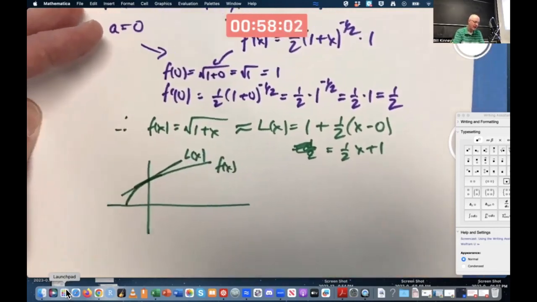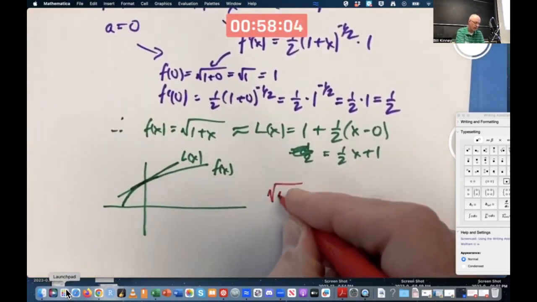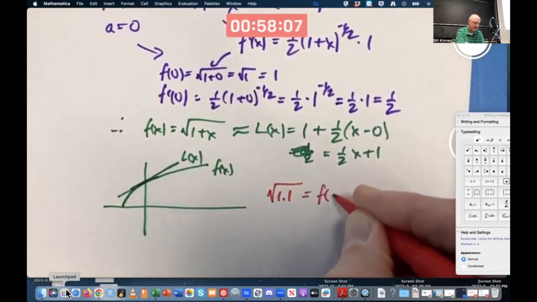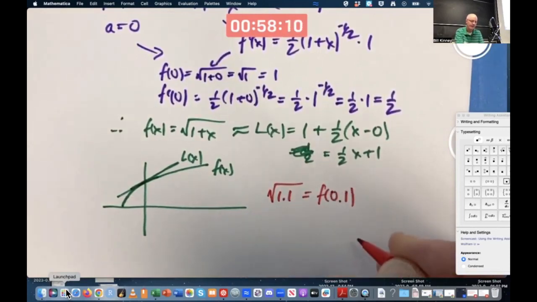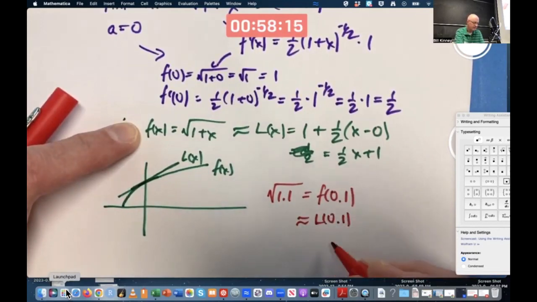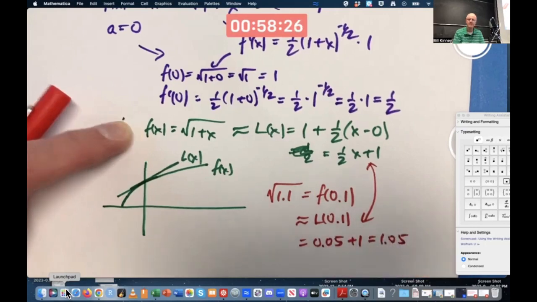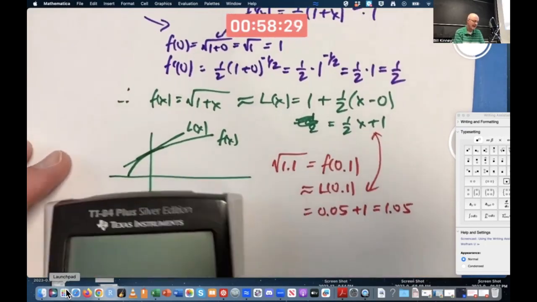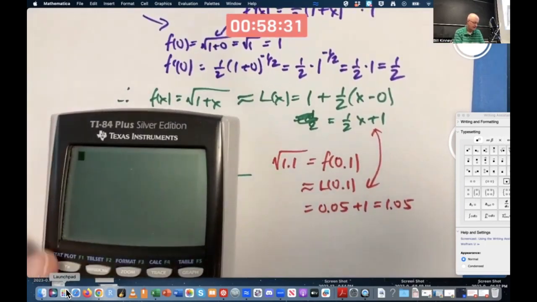And here's an example of an application of it. Square root of 1.1, for example, is f of 0.1. Think about that. That's approximately L of 0.1. Plug 0.1 into that function, you'll get 1/2 times 0.1 is 0.05 plus 1, 1.05. Is that right? Is square root of 1.1 close to 1.05? Yes, it is. Not exactly, but close.